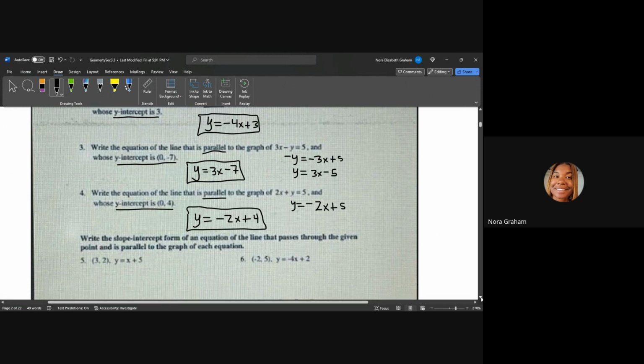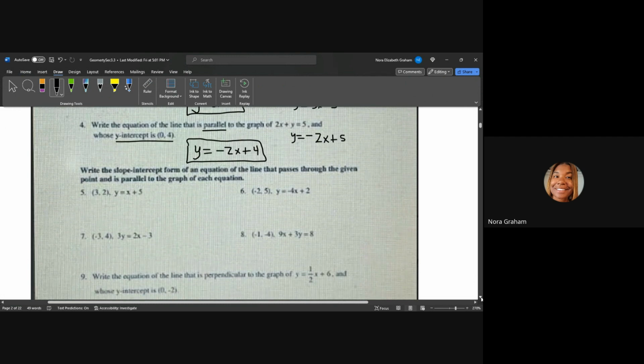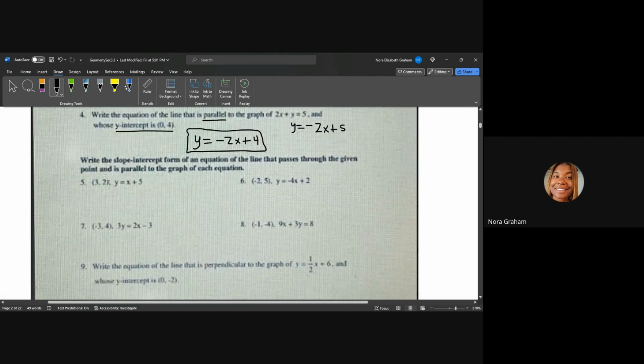Let's continue. These instructions are a little bit different. This one, they want us to write the slope-intercept form, right? Remember, that's y equals mx plus b. It has to be in that form where my y is isolated. I have my slope, my x, and I have my y-intercept as b. Has to be in that form.